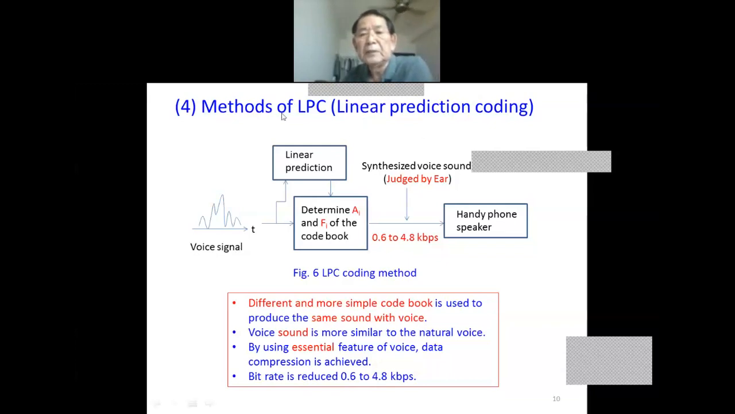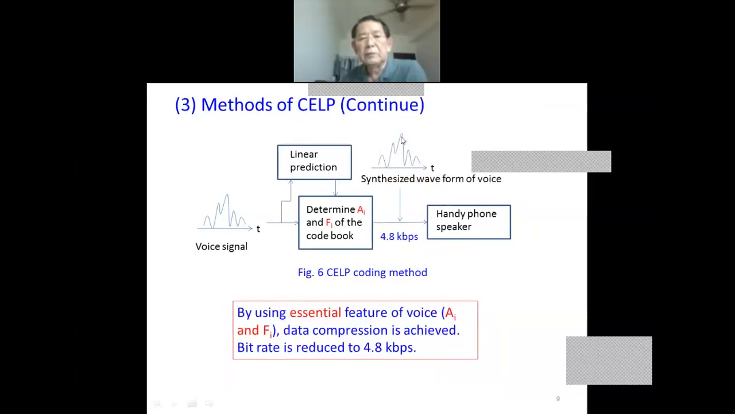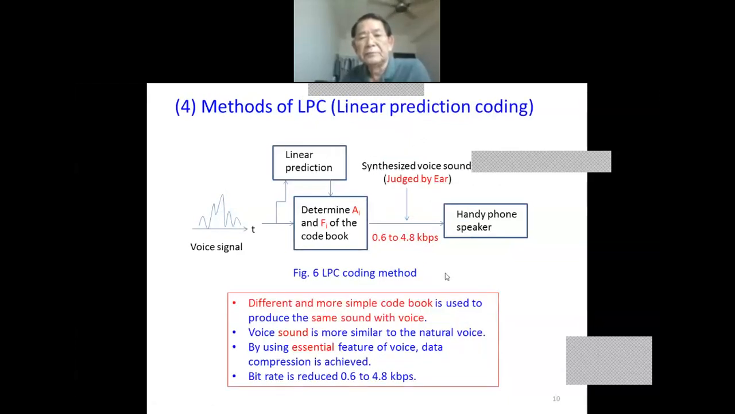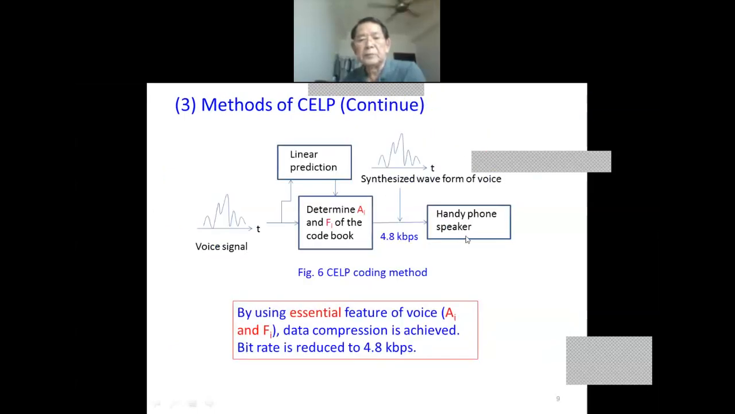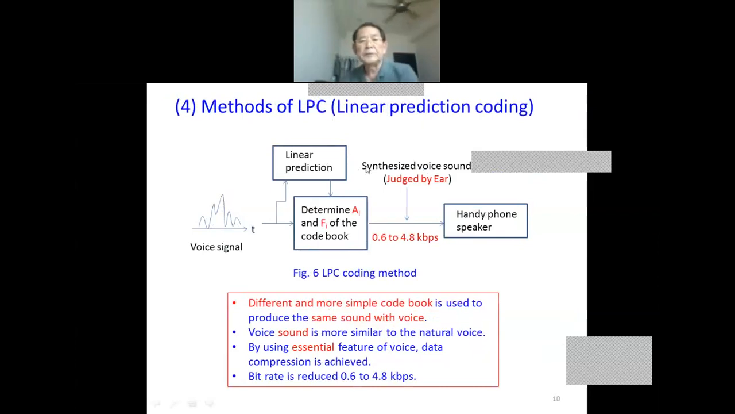So the key function of this LPC is to achieve sound similar to the voice, the same sound. This is the waveform. To achieve the same waveform is rather difficult. However, to achieve the same sound is rather easy. So a different code book is prepared in the LPC method.